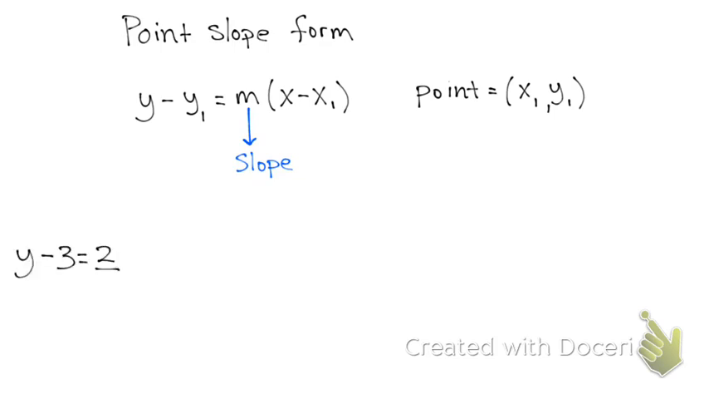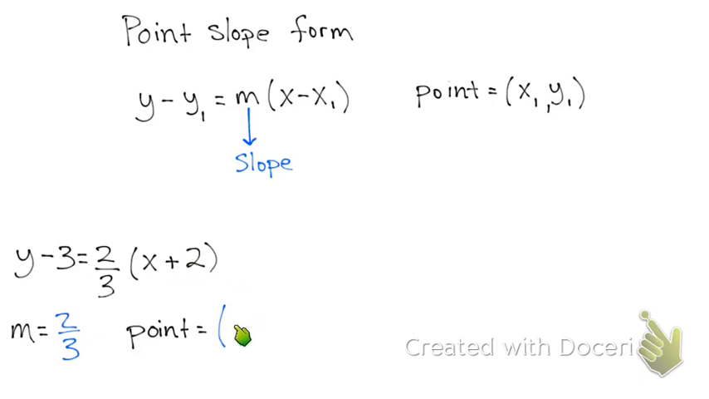So let's say we have y minus 3 equals 2/3, parentheses x plus 2. So we're going to try to find m, and we're going to try to find our point. So m is going to be the number in front of the parentheses. In this case, it's 2/3. We're going to bring it down. Our point is going to be the numbers next to x and y. But when you bring it down, you have to make sure you change the signs. So right here, you have a positive 2. When you take it down as your x value, you're going to have negative 2. Same with the y. You have negative 3 here. When you take it down, it's going to be positive 3.